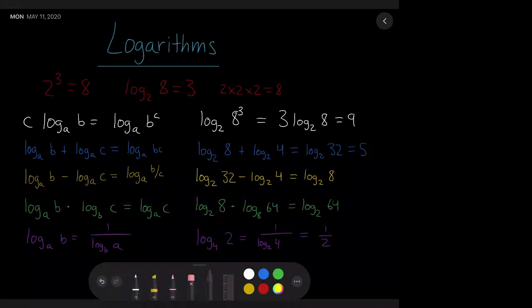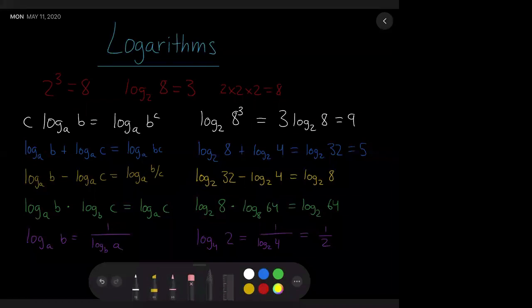What our property says is that instead of finding each individual log, adding them, and then exponentiating everything, we can just say, hey, we have the same base. We can multiply 8 and 4 to give 32. So log base 2 of 32 is equal to 5. Next property is kind of the same thing. Instead of adding 2 logs with the same base, we're going to subtract them. The same way, instead of multiplying them, we're going to divide them.